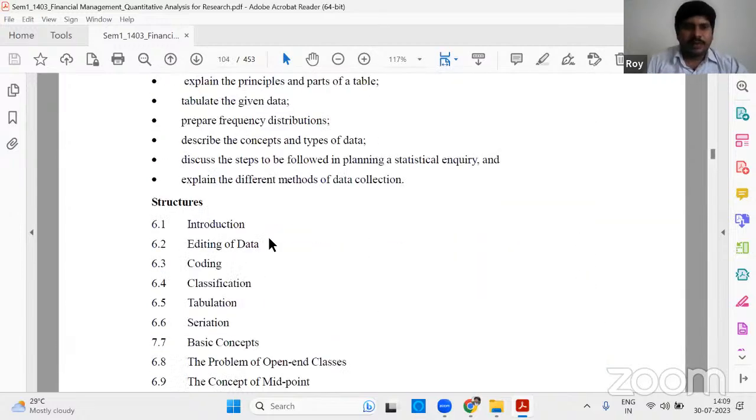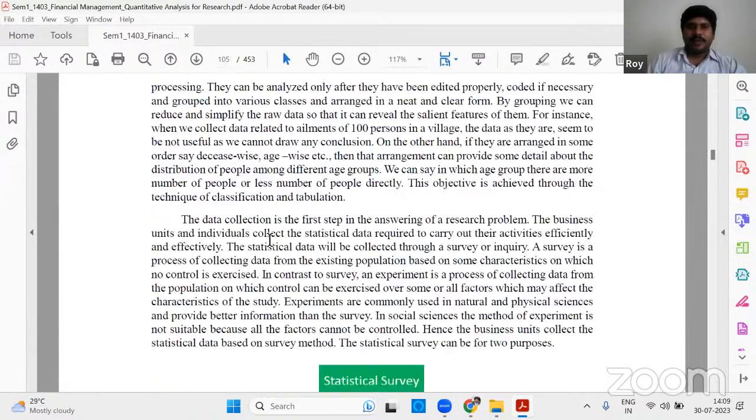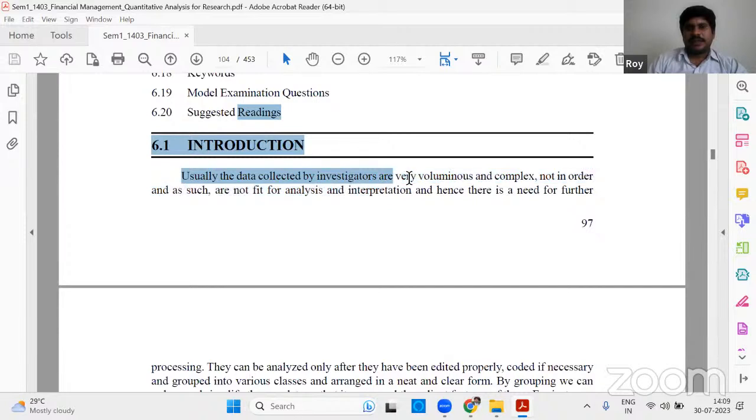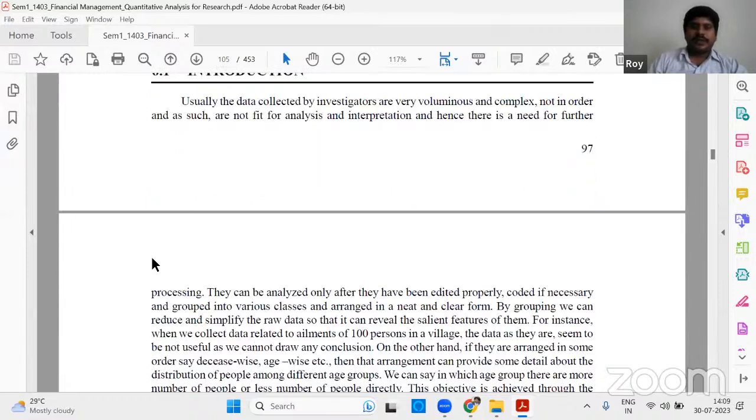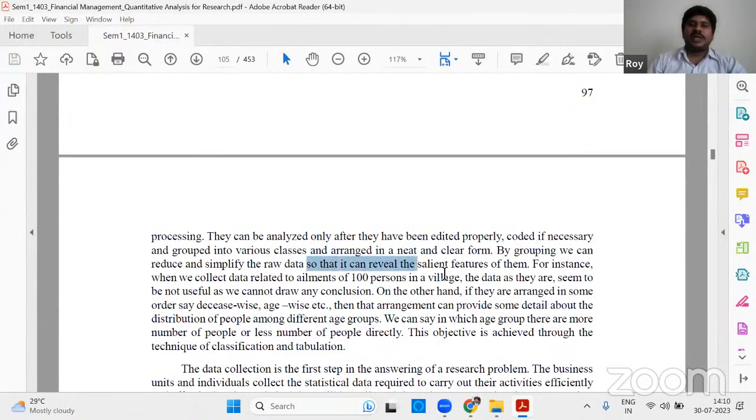Now coming to the very important thing, how we'll collect the data. Let me go into that. Usually the data collected by the investigators are very voluminous and complex, not in order, or not fit for analysis and interpretation. Here there is a need for further processing. They can be analyzed only after they have been edited properly, coded if necessary, grouped into various classes, and arranged in a neat and clear form. By grouping, we can reduce and simplify the raw data so that it can reveal the salient features. For example, when we collect data related to the ailments of 100 persons in a village, the data as they are seem not useful, as we cannot draw any conclusion.